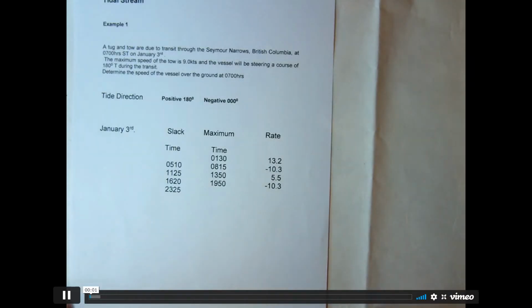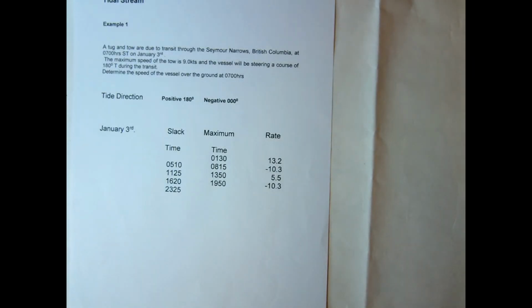Have a look at an example of doing a tidal stream. We're told that a tug and tow are due to transit through Seymour Narrows, British Columbia, at 0700 on the 3rd of January. The maximum speed of the tow is 9 knots and it will be steering a course of 180. Determine the speed of the vessel over the ground at 0700 hours.